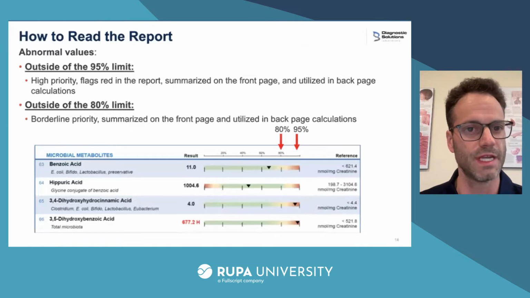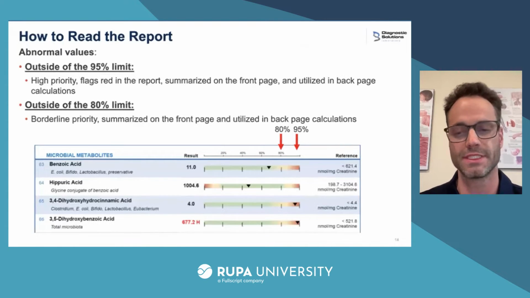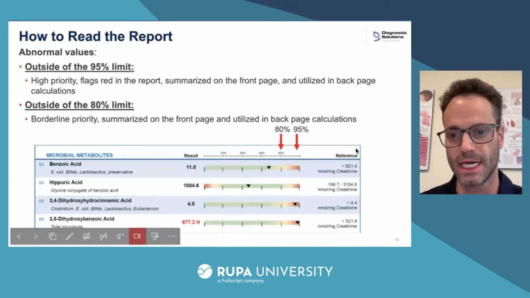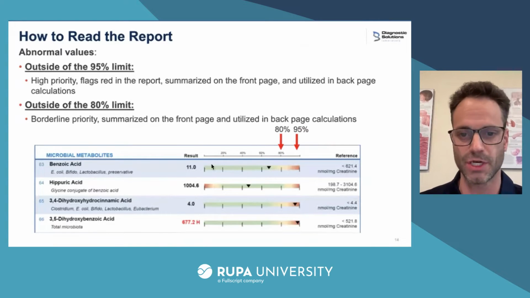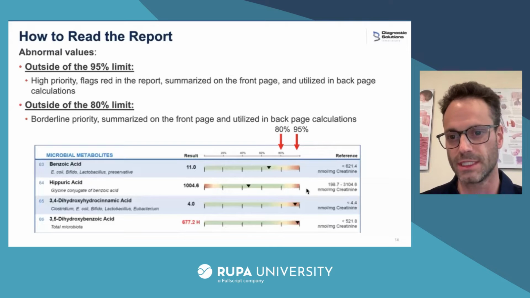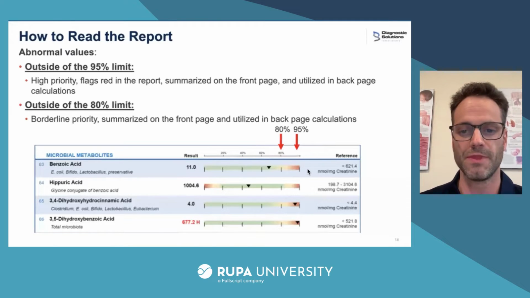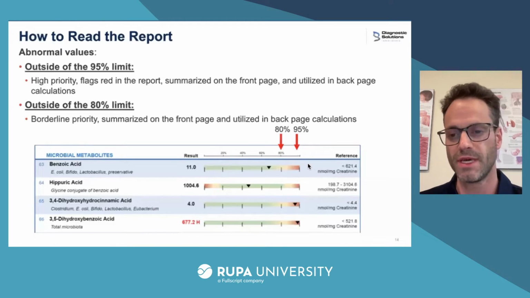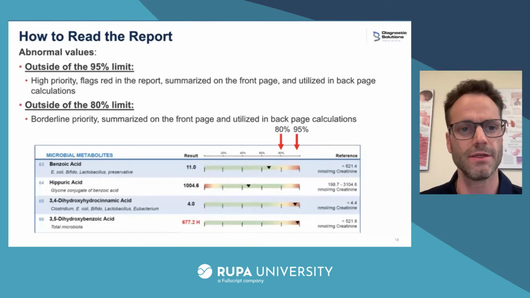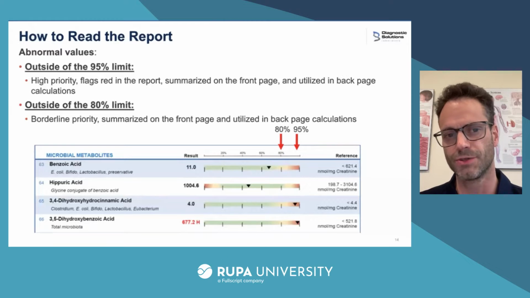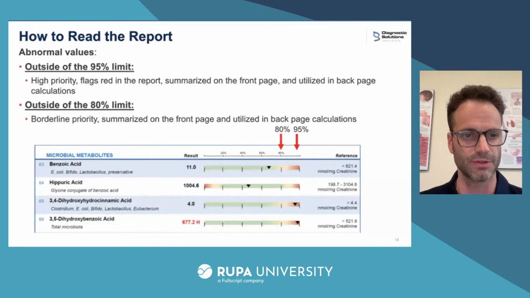And outside of the 95th percent limit, so this is how to interpret the test. You're going to have results show up in quintiles, so up to 20%, 40%, 60, etc. So these ranges are based on a healthy cohort population. And if it's 95% or higher, then it's truly high. So it'll be marked red on the top of the report, on your functional dashboard.